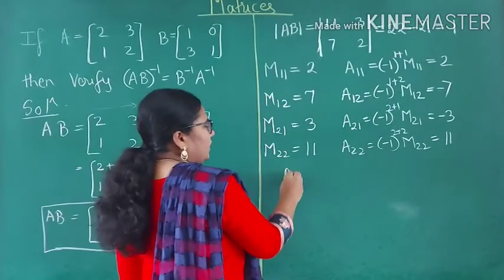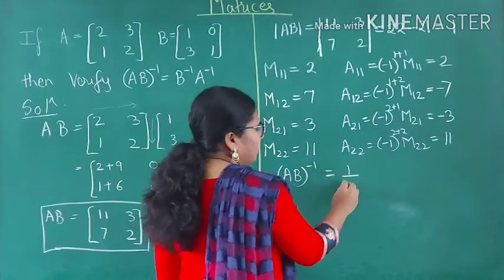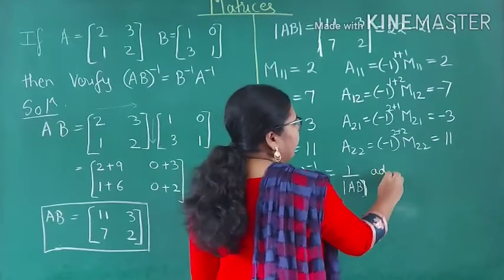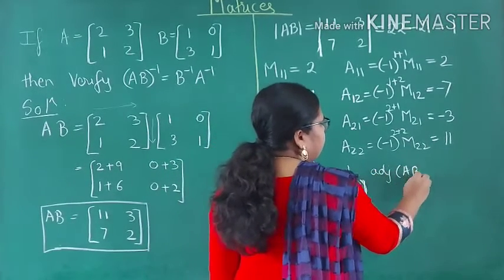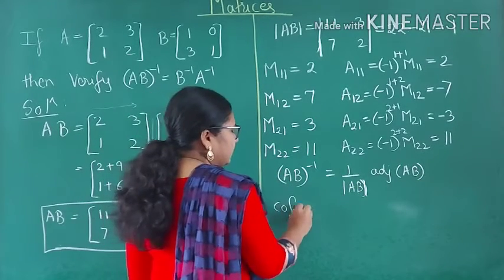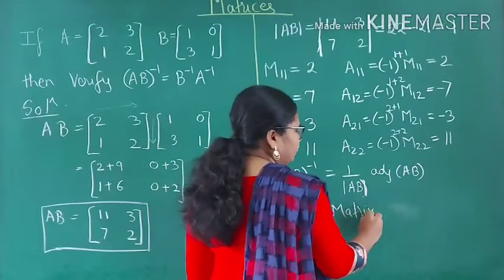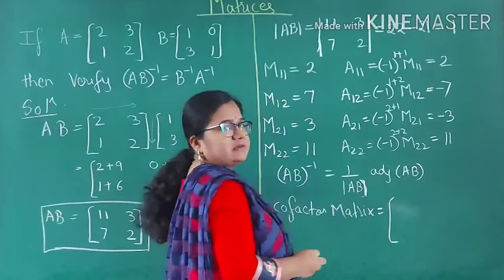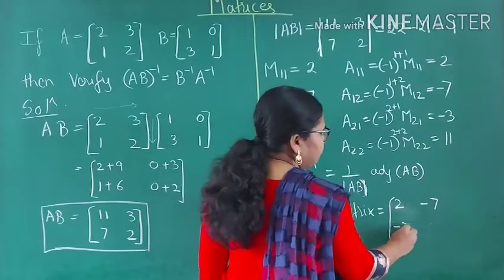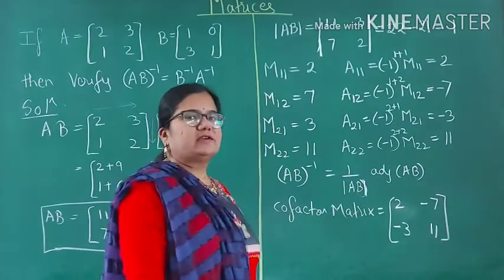So what is the formula for inverse? (AB) inverse will be equal to 1 upon determinant of AB into adjoint of AB. So first, what will be the cofactor matrix? The cofactor matrix of AB will be, write the cofactors in matrix form: 2, minus 7, minus 3, 11. Okay, so this is the cofactor matrix.